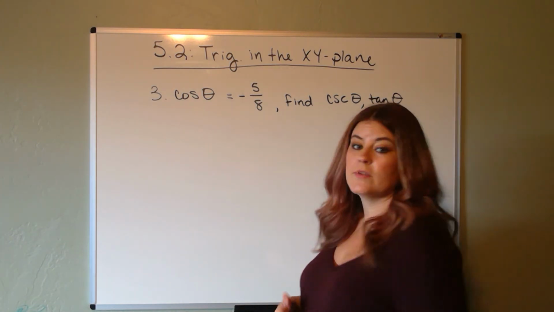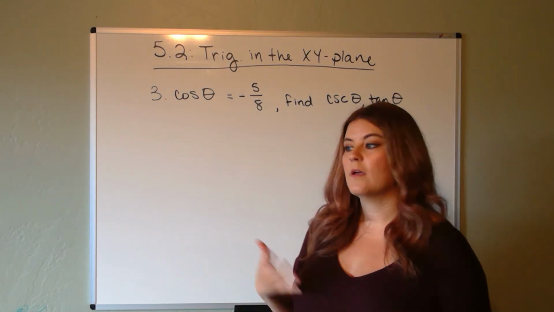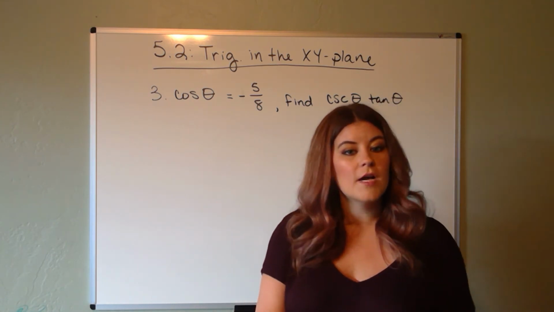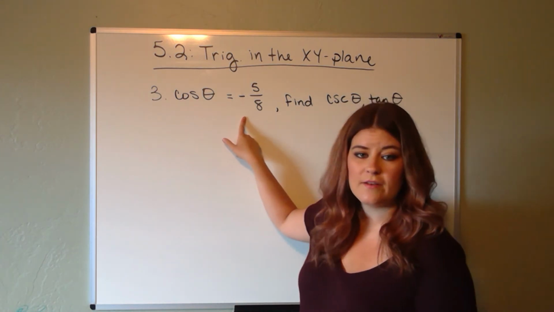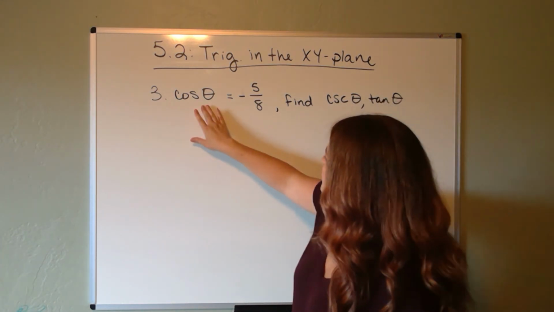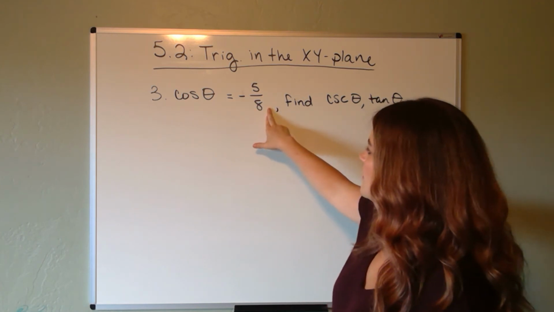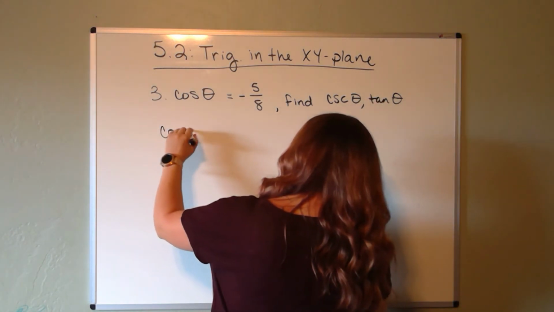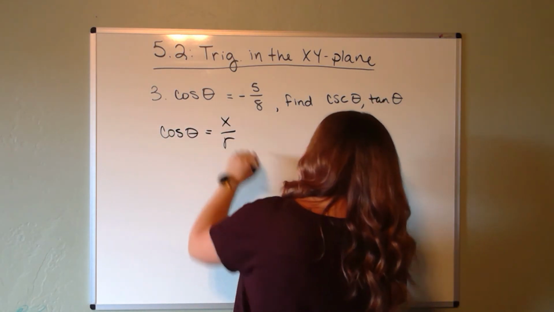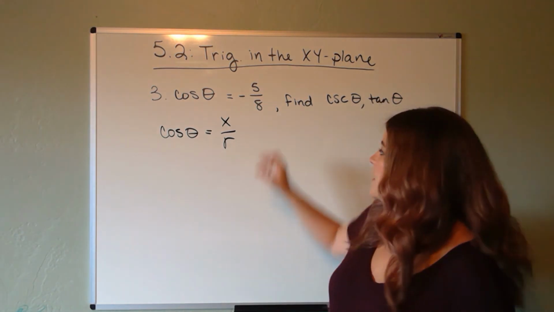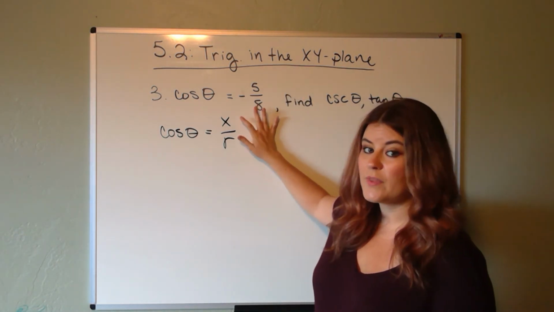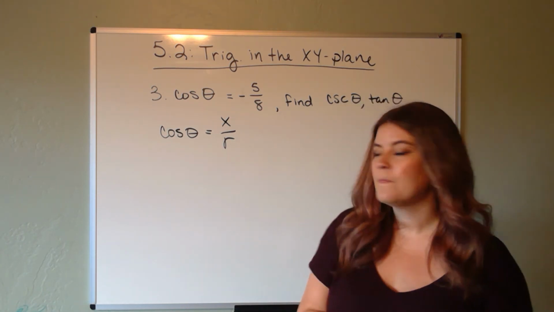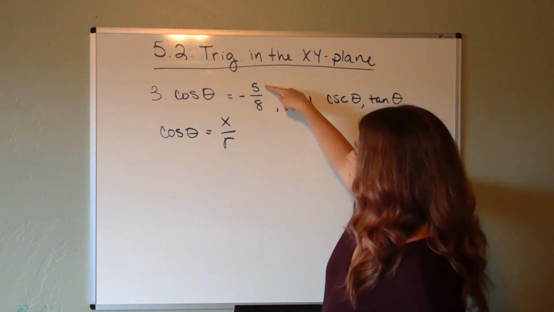So in our last problem, it gave us a point that the angle went through. A point, of course, is x and y. So in that case, it'll always give you x and y, and then you find r. You guys, it's giving us a different set of information here. So it says cosine is -5/8. What's the ratio for cosine? It's x/r. So really, by giving us the cosine, it's given us both x and r. It gave us two different pieces, and we still have to find the third piece. So in this one, it gives us x and it gives us r.